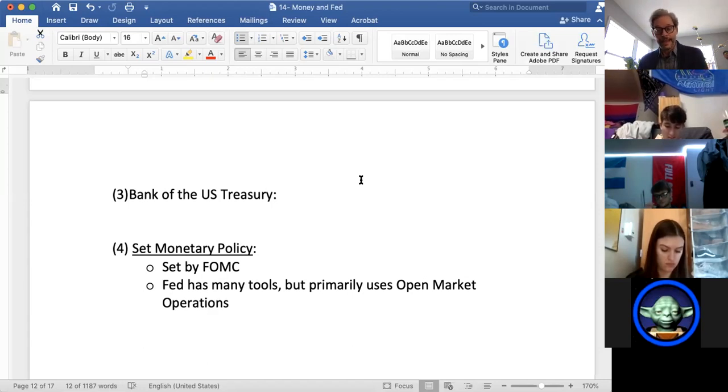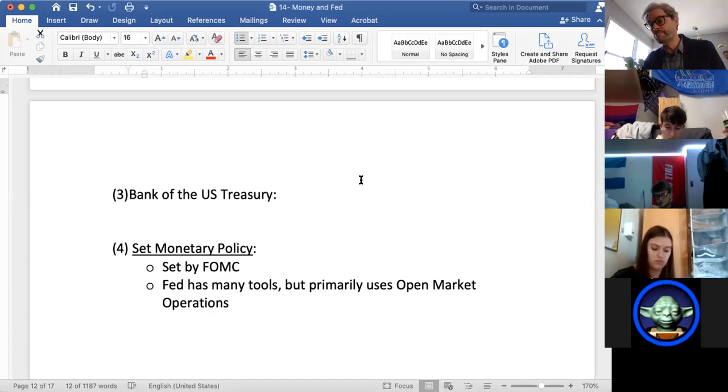And then finally, and this is the part that we have to spend more time talking about here, the last responsibility of any central bank is to set monetary policy. And so that's where we need to move to next. How exactly does the Fed set and run monetary policy?